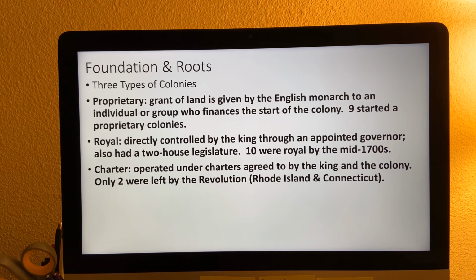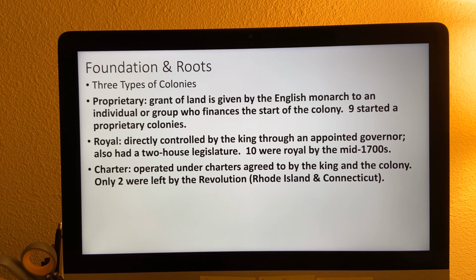Now, 10 of the colonies were royal colonies by the mid-1700s, and that's going to be important when we get to the time of the ending of salutary neglect, which I discuss in a later video.